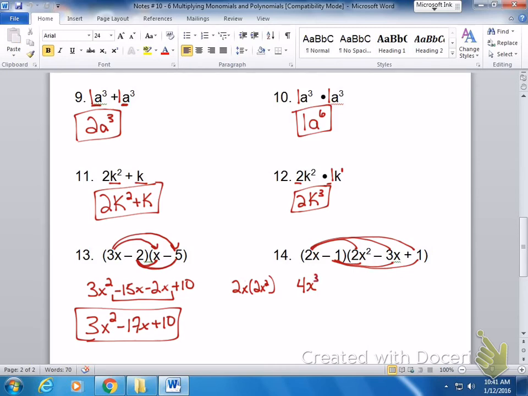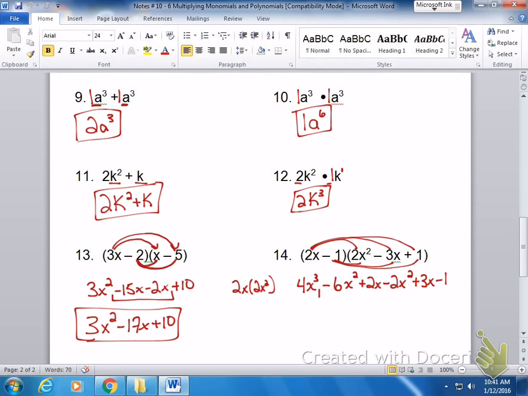2x times negative 3x. 2 times negative 3 is negative 6. X times x is x squared. And then 2x times 1 is plus 2x. Remember, times 1 doesn't change anything. Now I just have to distribute a negative 1, so it's going to change the sign. So instead of 2x squared, I have minus 2x squared. Instead of minus 3x, I have plus 3x. Instead of plus 1, I have minus 1. So I distributed my negative and changed all the signs.